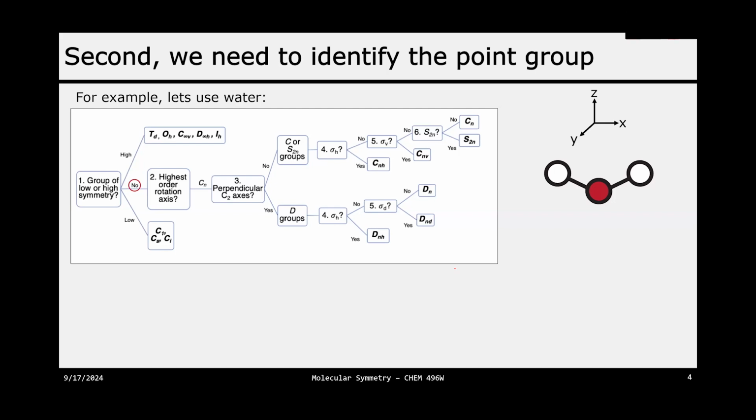So now we're gonna go to number 2. What's the highest rotation axis that we found? C2. Awesome. Now, are there perpendicular C2 axes? No, because we only have one on our Z. I can't go on my Y and rotate at 180, and I can't go on my X and rotate at 180. Is there a perpendicular plane of reflection? Yes. Z is up and down, so is there one that's on our YX? No.